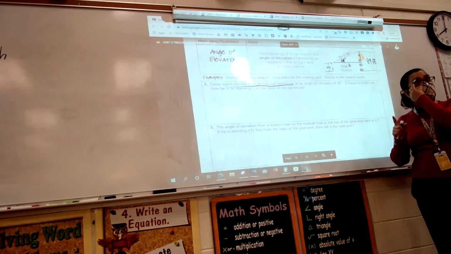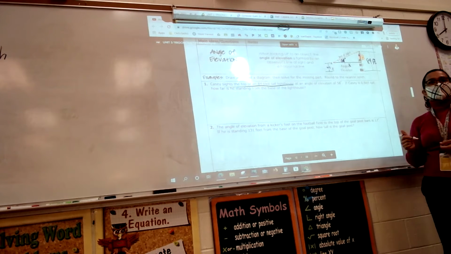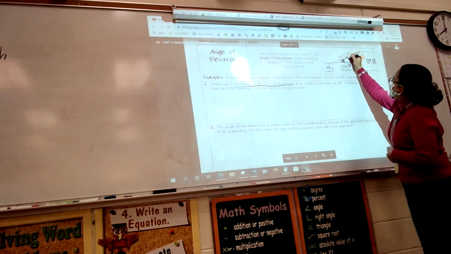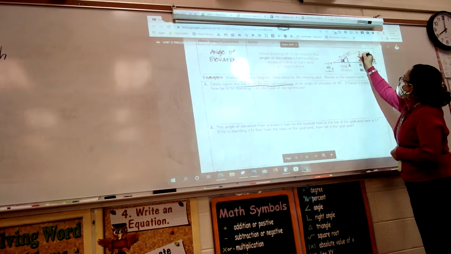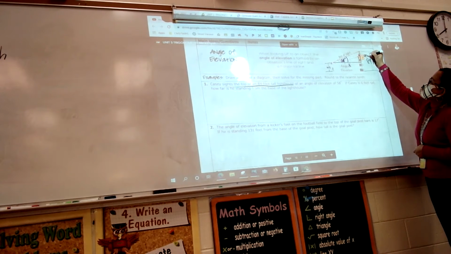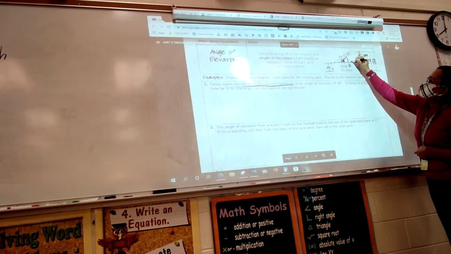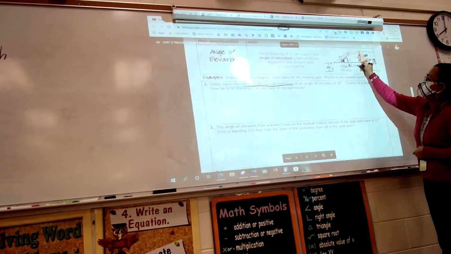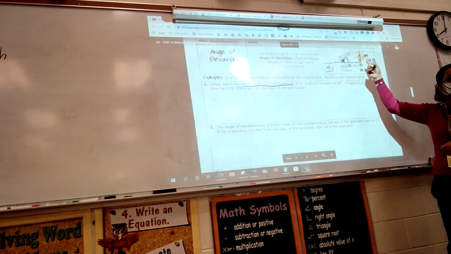So what is our angle reference? 58. Given 58, what would be the label of 78? Opposite. That is your opposite. What is the label of your x since it's just next to it? Adjacent. Brittany, are you good to understand this?